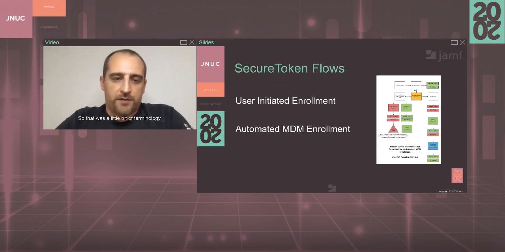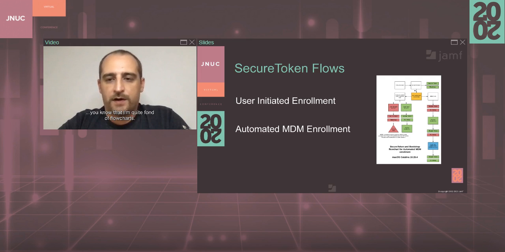So that was a little bit of terminology. Let's have a look at secure token flows. For those who are familiar with the blog, you know that I'm quite a fan of flowcharts. This is the latest flowchart I made, which is valid since macOS Catalina 10.15.4. And I'm going to try to break that down in smaller pieces to make it a little bit clearer.